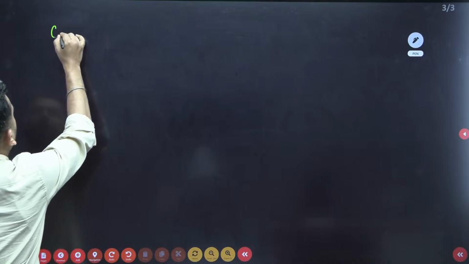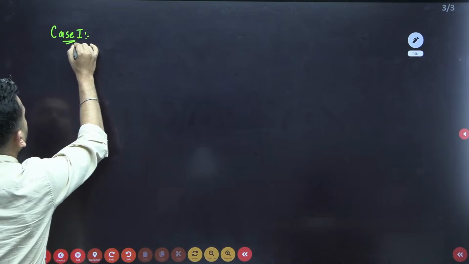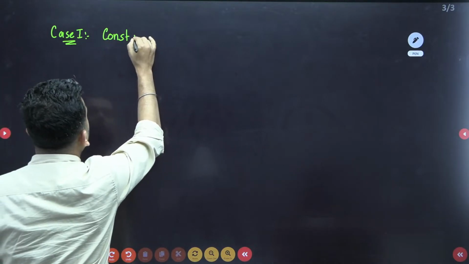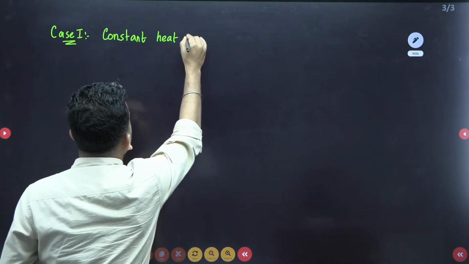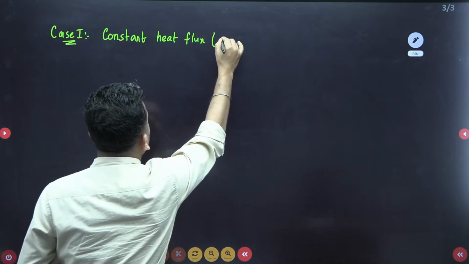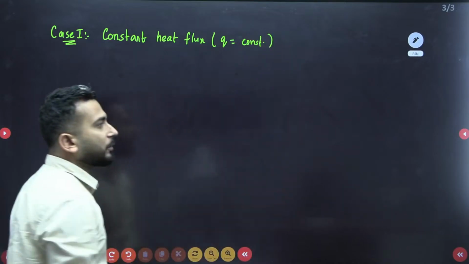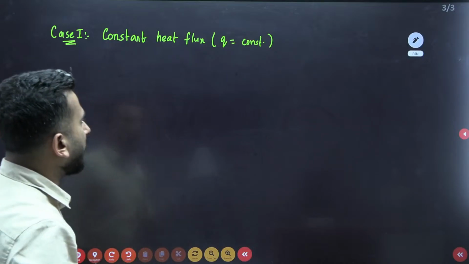So case 1 is constant heat flux. Constant heat flux, that is Q is equal to constant. Achha, what is the unit of heat flux? Watt per meter square. Watt per meter square is the unit of the heat flux.